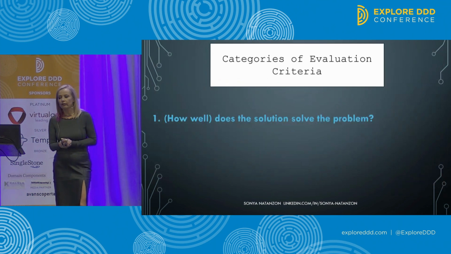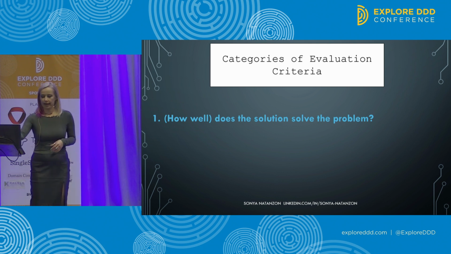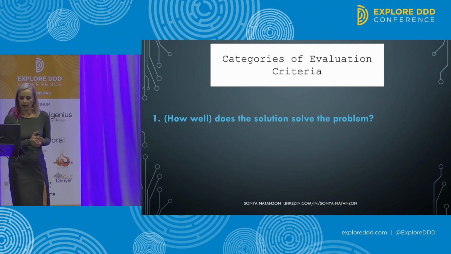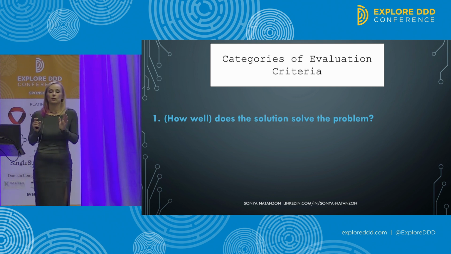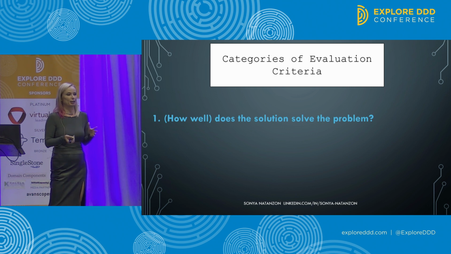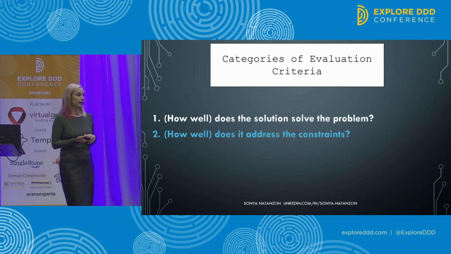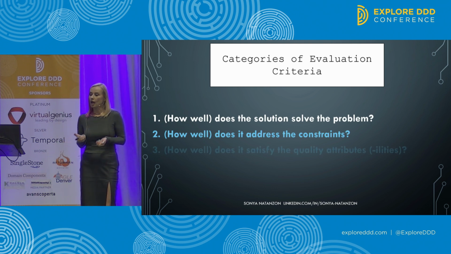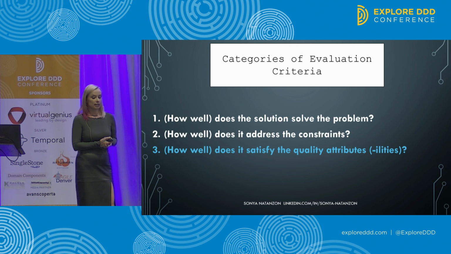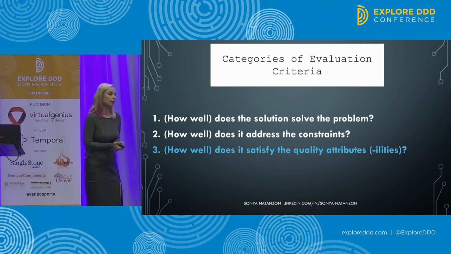These criteria will fall into 3 different categories. One is, how well does it solve the problem? And I know this sounds really basic and obvious, but you'd be surprised how many I've seen that don't solve the problem either in part or at all. Second one is, how well does it address the constraints? And last but not least, how well does it satisfy the quality attributes?